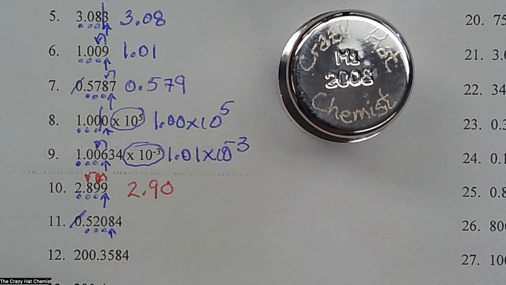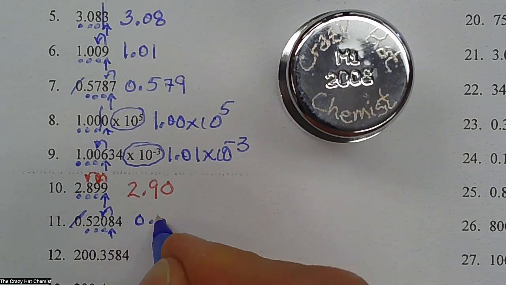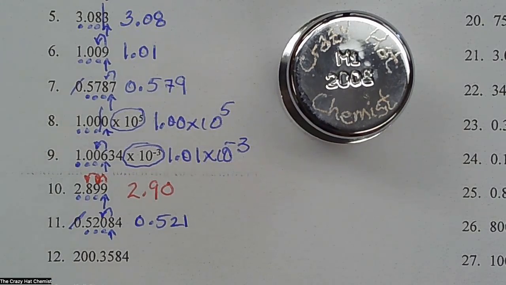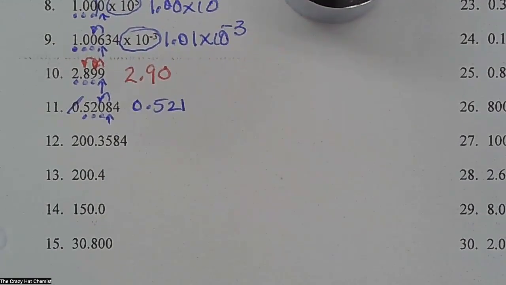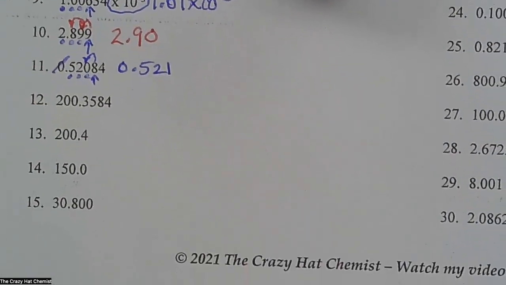I'm rounding with that 8. That's 5 or greater. Add 1 to that 0. 0.521. All right. We're going to scroll this on up just a little bit more so we can have the rest of this 15 problems here.